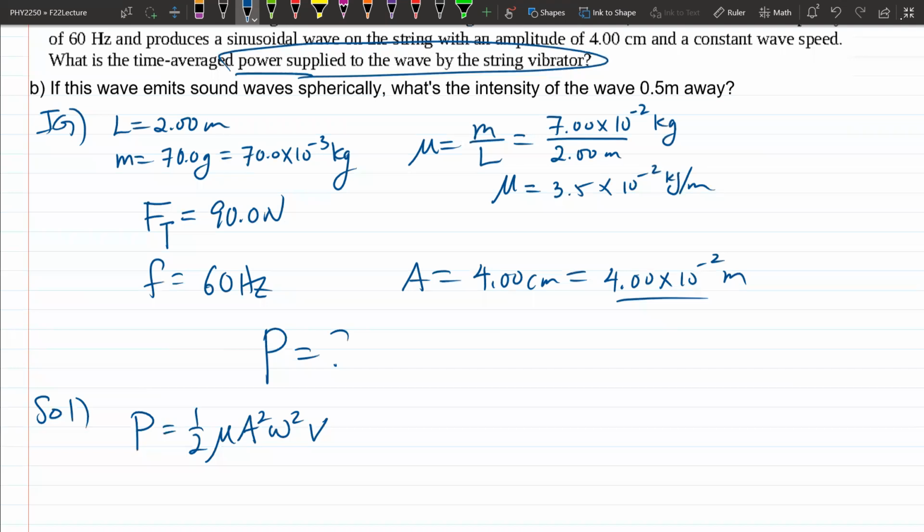Okay, so a lot of variables in here. So let's make sure we have all of them, right? The mass density, we just calculated up here. The amplitude was given to us. Omega, where do we find omega? Anyone want to give me a suggestion?